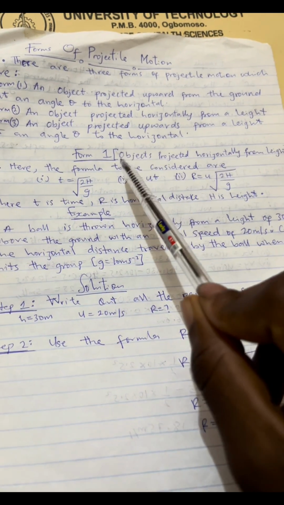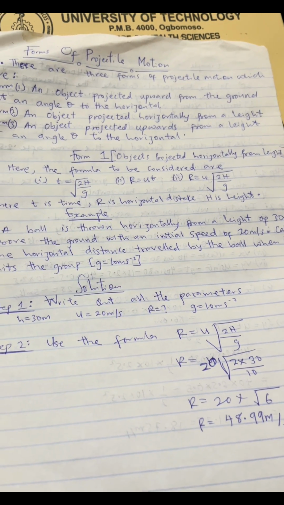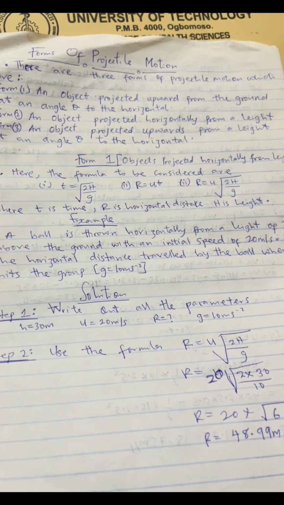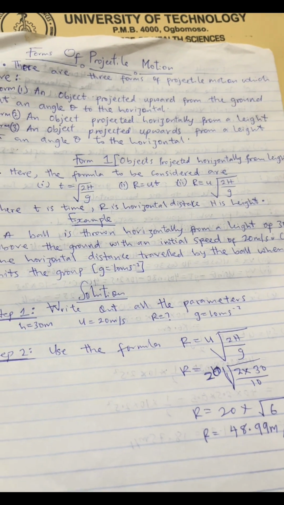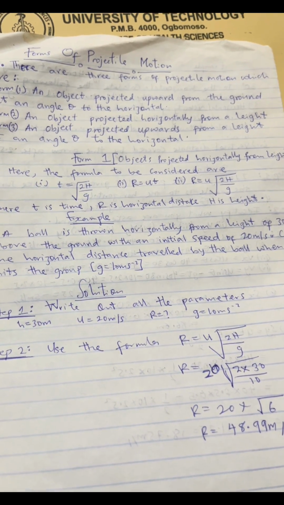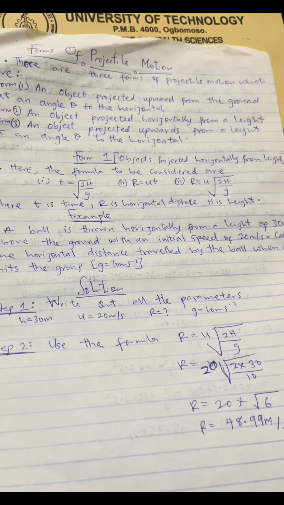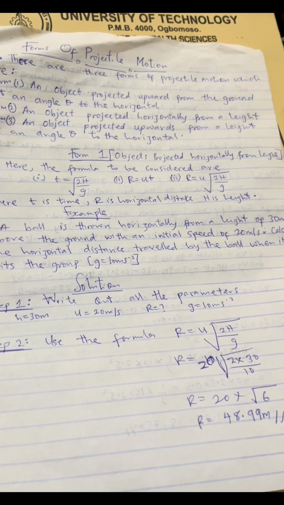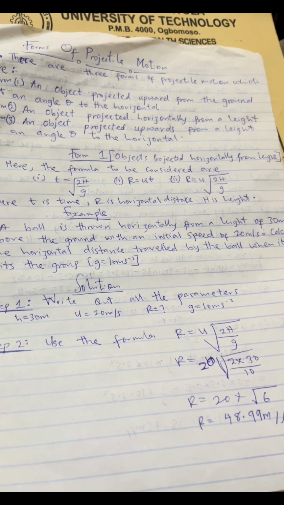The first form we are going to be talking about is an object projected horizontally from a height. Let's say you are on a particular height and you are now throwing an object down. Let's say you are on a roof, or on the top of a tree, and you throw something down from the top. That is talking about an object projected horizontally from a height. And in this case, you don't need to stress yourself too much. You just have to understand two particular formulas.